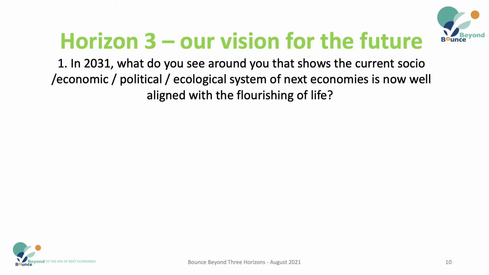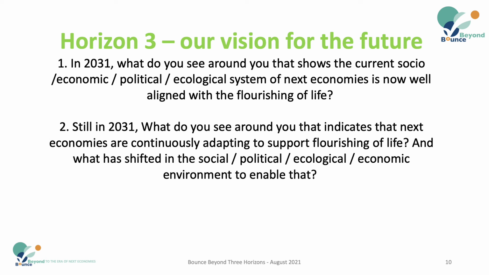Our Horizon 3 questions. Firstly, in 2031, what do you see around you that shows that the current socio-economic, political, ecological system of next economies is now well aligned with the flourishing of life? Question 2. Still in 2031, what do you see around you that indicates that the next economies are continuously adapting to support flourishing of life? And what has shifted in the social, political, ecological, economic environment to enable that?